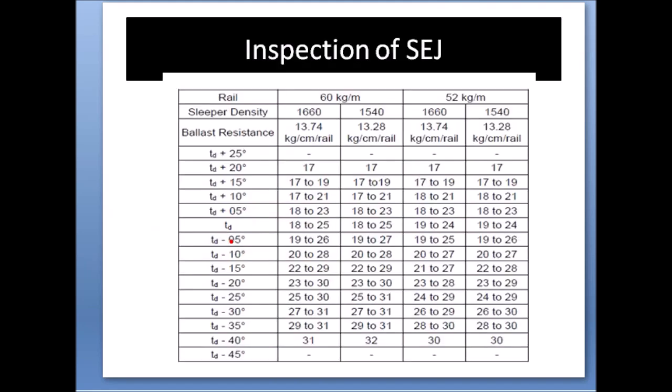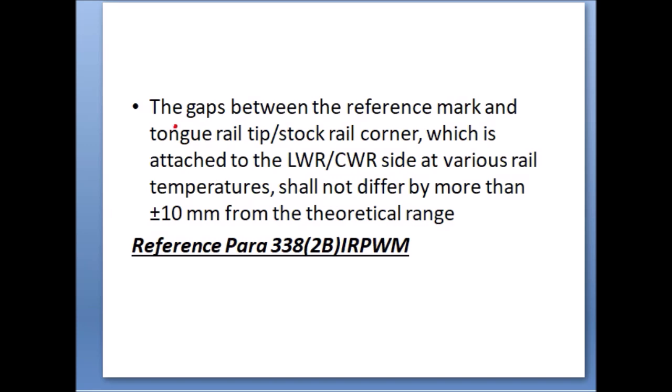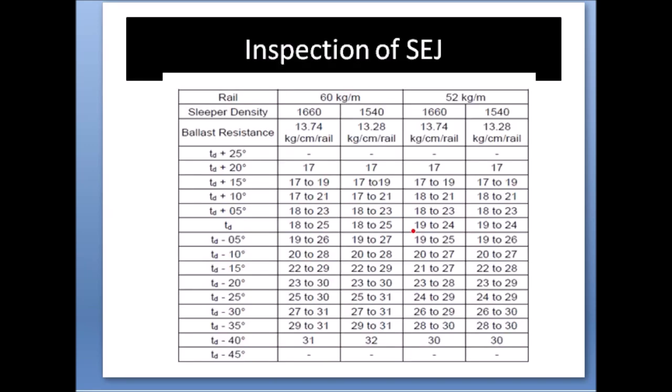And also there was one more suggestion about this, right? So this is para number 338 2B of IRPWM. This also I have taken from there. The gap between the reference mark and the tongue rail tip, which is attached to the LWR at various temperatures, shall not differ by more than plus or minus 10 mm from the theoretical range. Okay, from the table value, you have the table value, from this plus or minus 10 it can vary, beyond this it is not okay. So that's what it is suggesting.